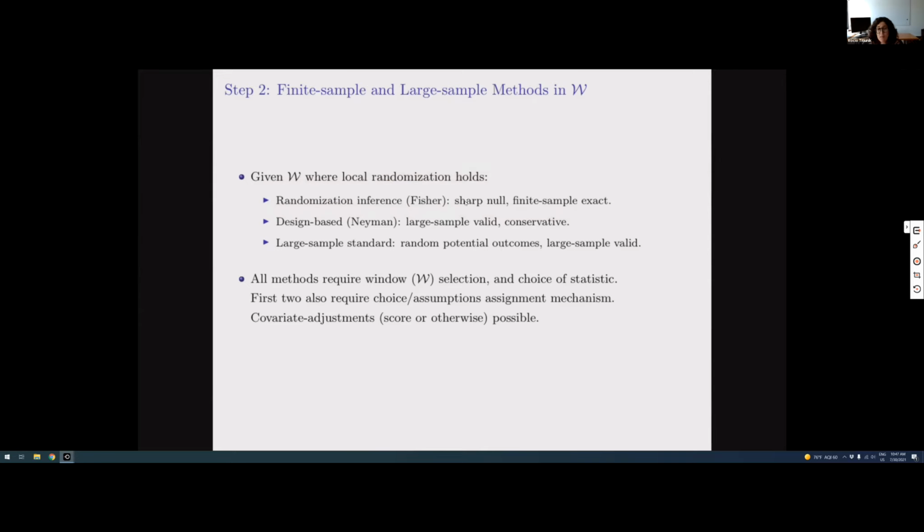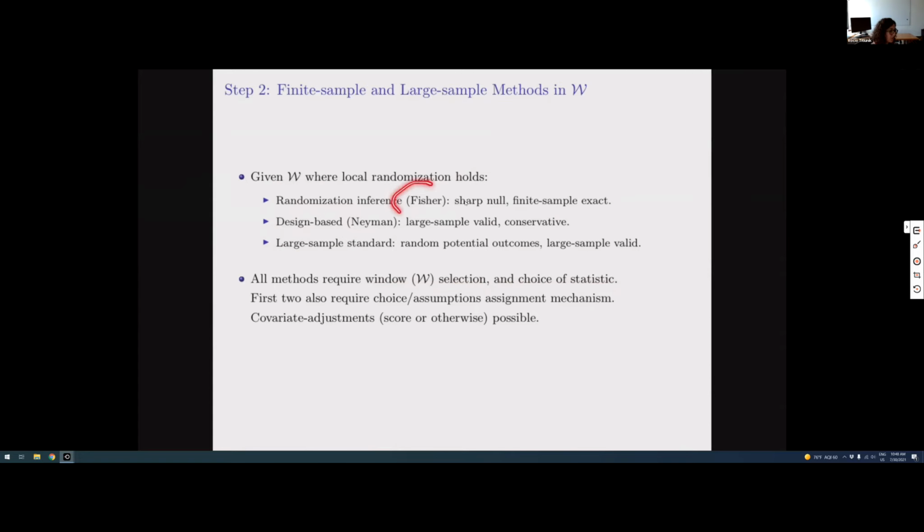The advantage of this method is that if you have to do it in a very small window, they're going to still have known properties in this very finite sample. You can also use Neyman methods where the potential outcomes are fixed, but you rely on large samples, or you can use the standard large sample methods based on random potential outcomes. All of these methods will require a window selection and then a choice of the test statistic.